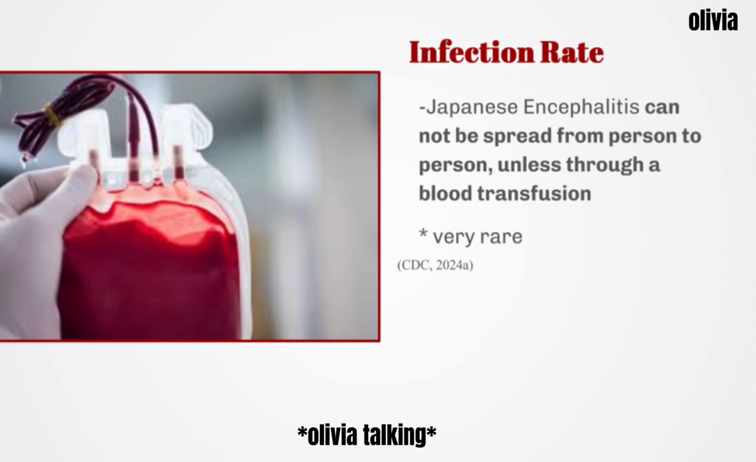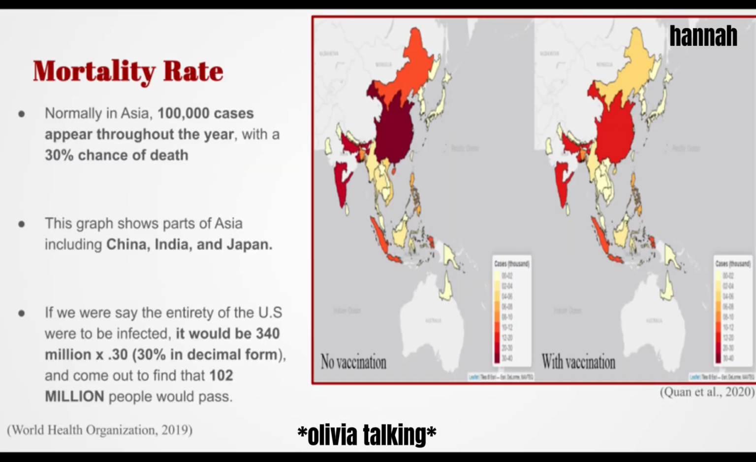The infection rate of Japanese encephalitis. It cannot be spread from person to person unless it's through blood transfusion, but this is a very rare occurrence. What is the mortality rate of Japanese encephalitis like? In Asia, there are usually around 100,000 cases throughout the year, with a 30% chance of death. The graph to the right shows parts of Asia, including China, India, and Japan.